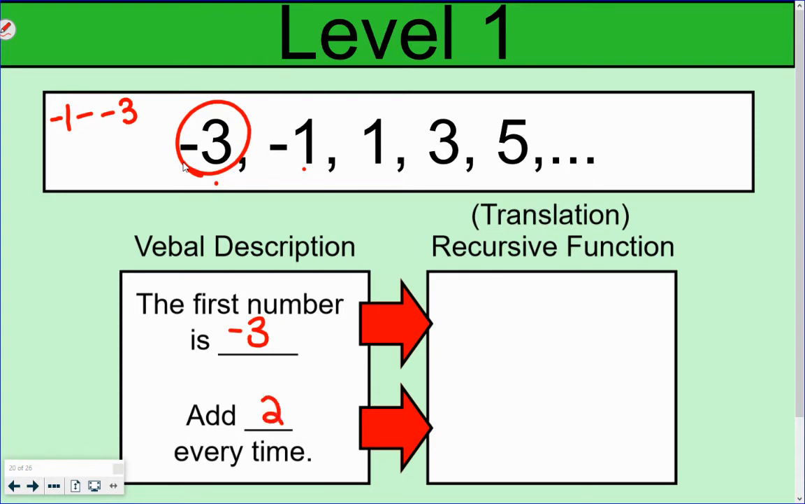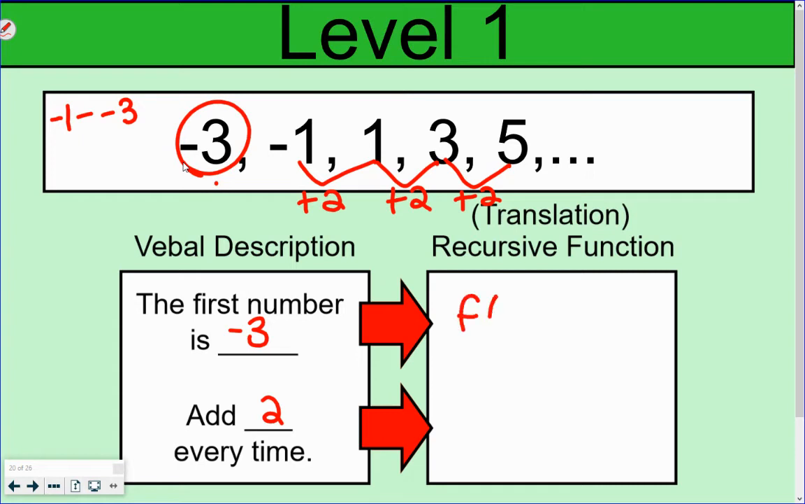Let's check it because I'm always a little bit weird about negatives. Does that actually work? Is -1 plus 2 1? Is 1 plus 2 3? Is 3 plus 2 5? Hey, yeah, it is. Okay, so once I check it, I know that I can move on.